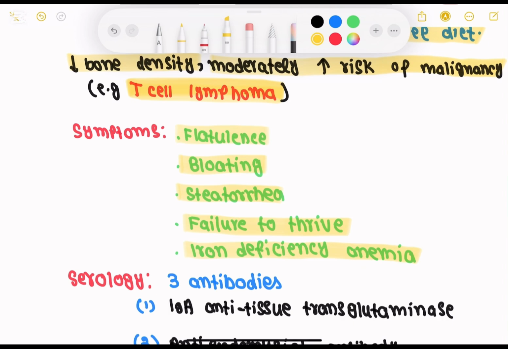We know that iron absorption occurs at the duodenum most specifically. So if the duodenum is involved, distal duodenum, proximal jejunum, this is the area where iron is absorbed. If a problem occurs in this area, then iron absorption will be disturbed, so iron deficiency anemia will occur.